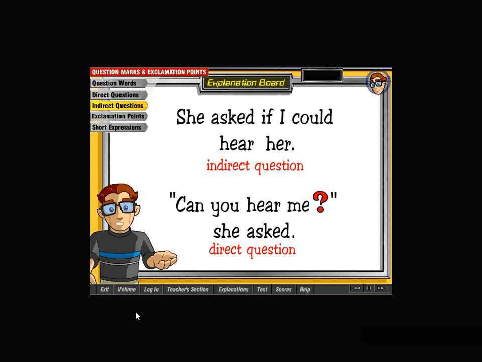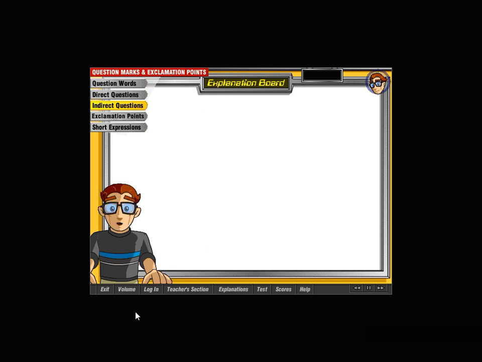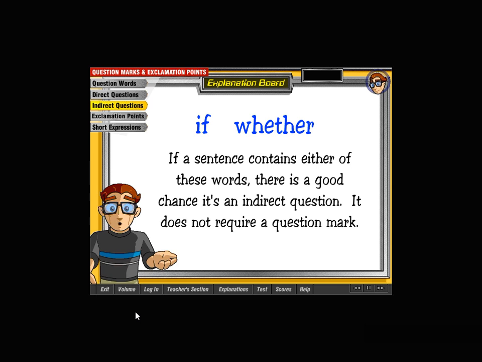Some people get a bit confused by indirect questions, but one fairly reliable way to tell whether a sentence is an indirect question or not is to see whether it contains words such as if or whether. If it contains either of these words, there's a good chance it's an indirect question and so does not require a question mark.